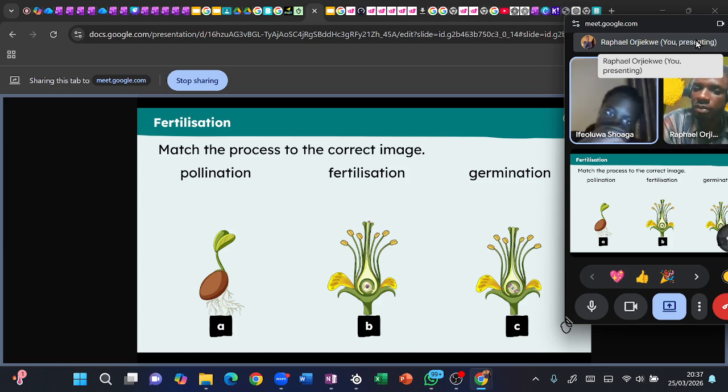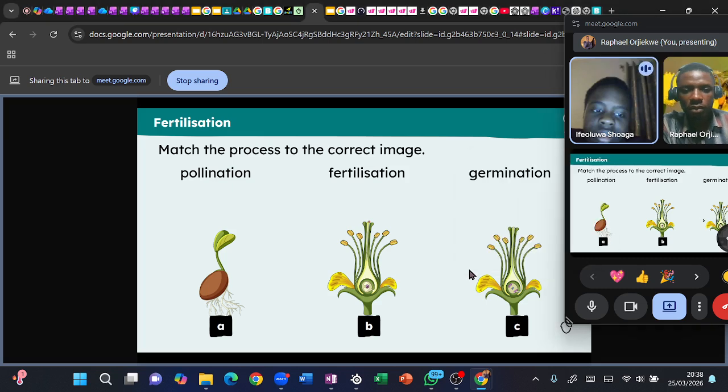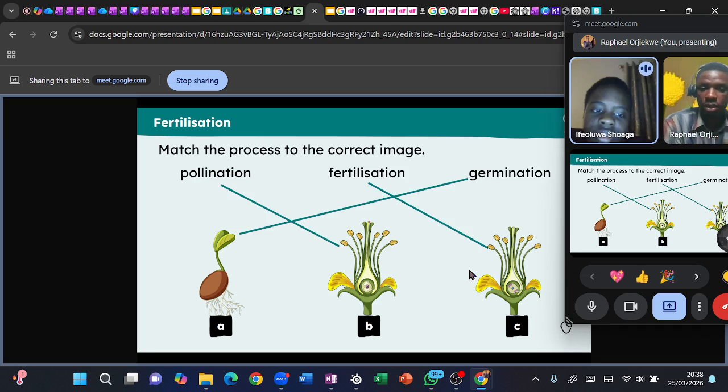A is what? A is germination. Then B is what? Pollination. Okay, so therefore C is fertilization. Well done.